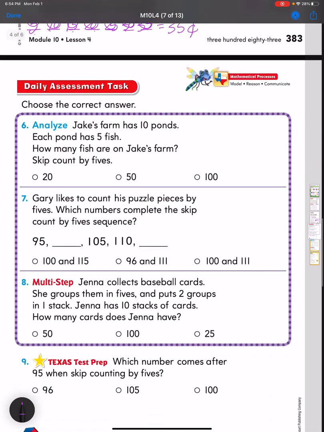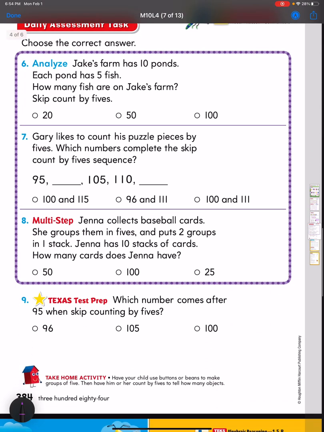All right, so let's look at our multiple choice. We're going to choose the correct answer. Jake's farm has 10 ponds. Each pond has 5 fish. How many fish are on Jake's farm? Skip count by fives. Okay, so he has 10 ponds.